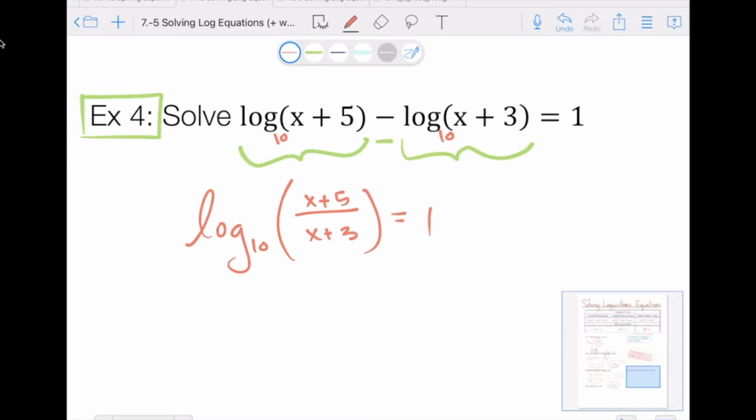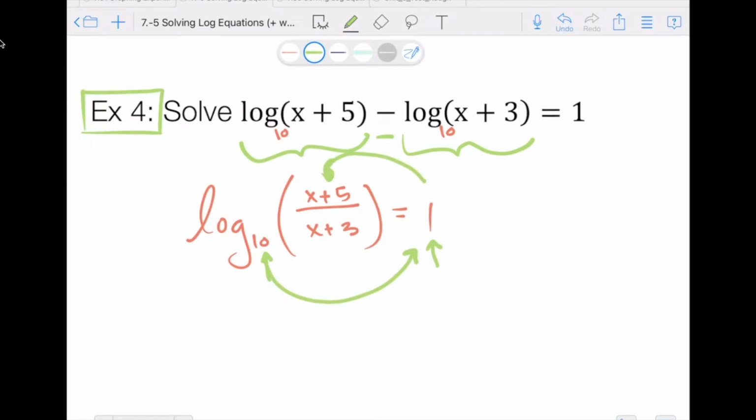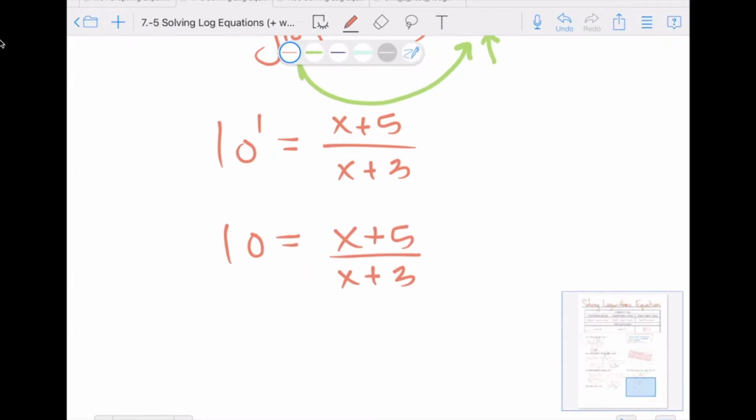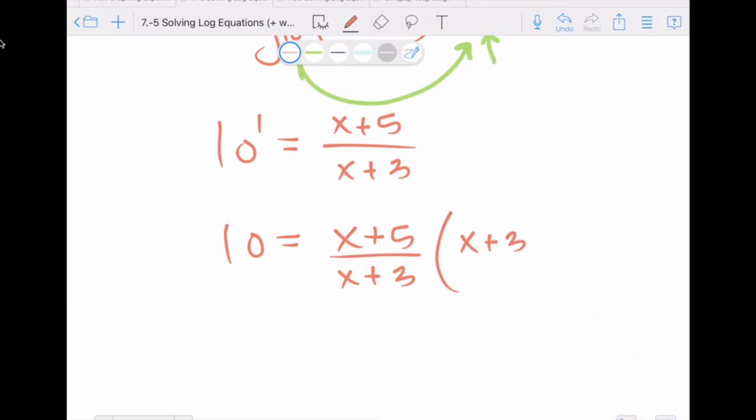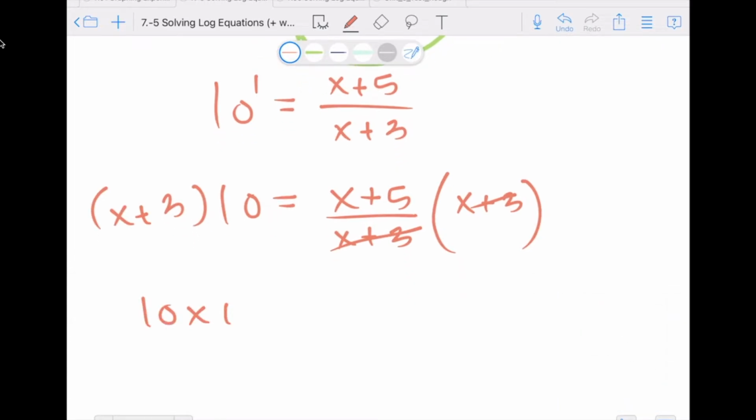Now remember, this is our base, this is our exponent, and this is our argument, which is the answer to the power. So we can say 10 to the first is equal to that. 10 to the first is just 10. And then notice, if we want to get rid of the x plus 3 in the denominator, we would multiply both sides by x plus 3 to cancel. And then we can distribute that 10. So we get 10x plus 30 is equal to x plus 5.